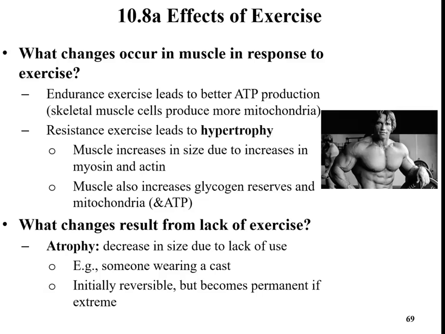The changes from lack of exercise, this is going to be atrophy. So you see a decrease in muscle cell size just due to lack of use. This is initially reversible, but can become permanent if extreme. For example, someone who may no longer have the voluntary use of their legs may experience atrophy in their lower limbs.